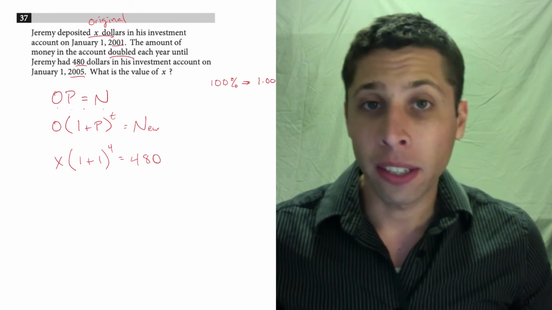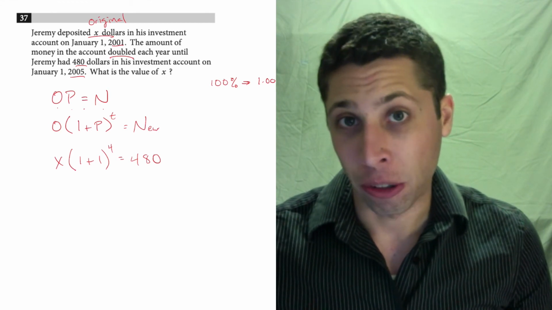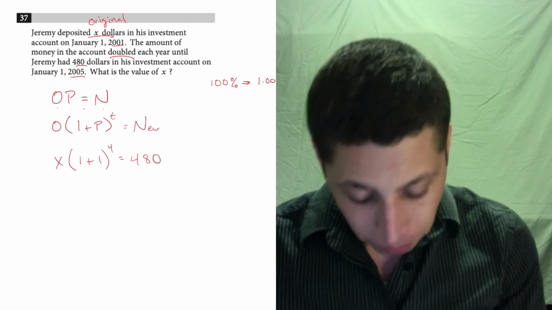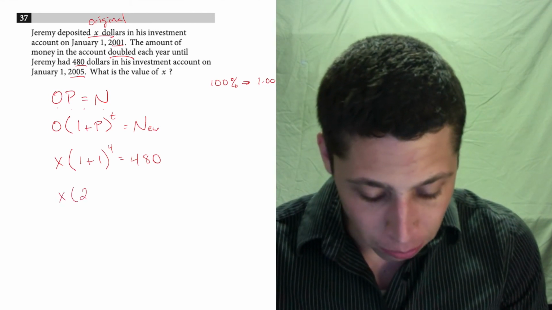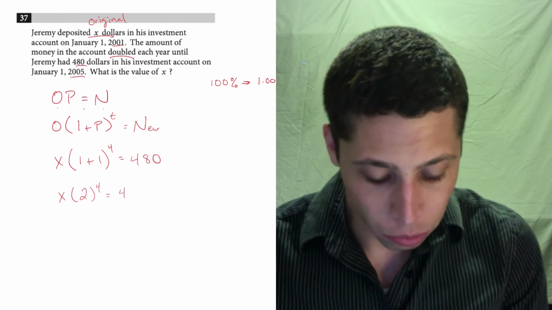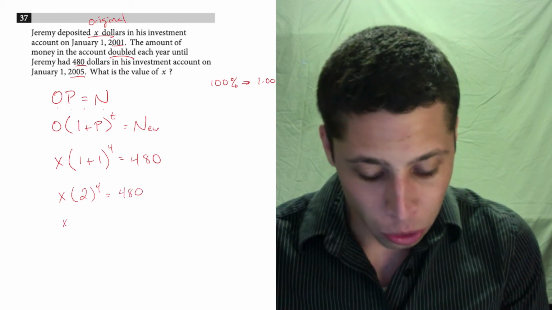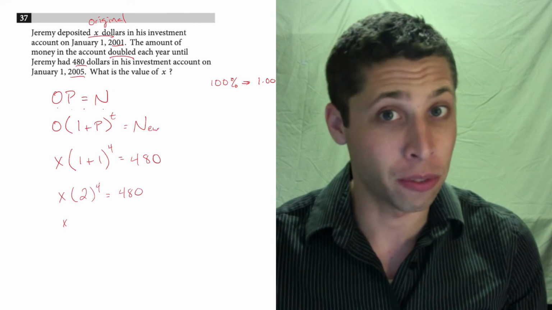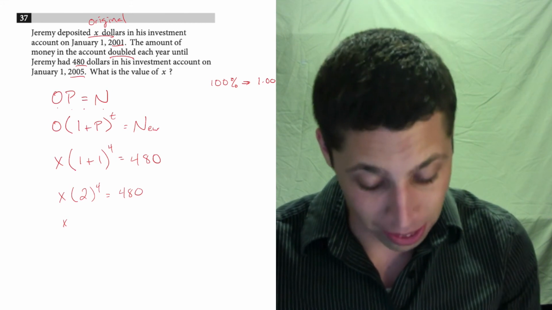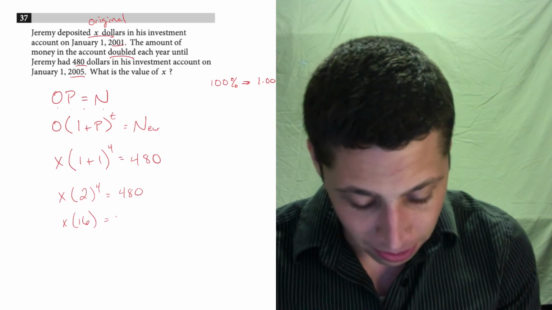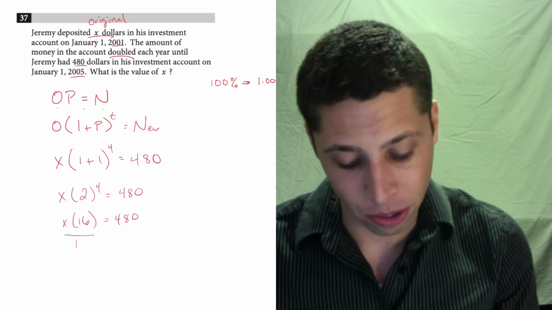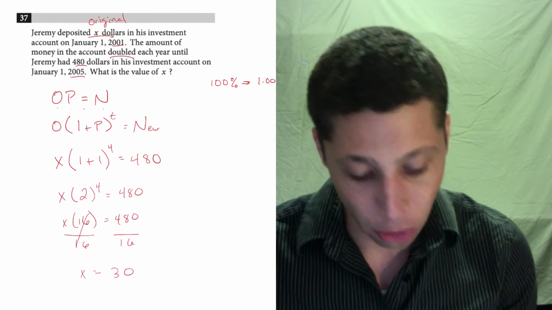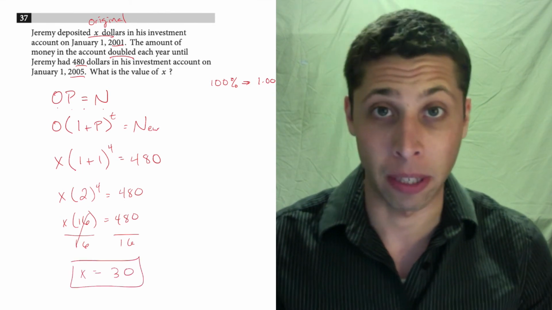So now we have a good thing in algebra: an equation with only one variable. So that means we can solve for that variable. So let's simplify it here. We're going to have x times 2 to the 4th equals 480. We should find 2 to the 4th. Remember, we have a calculator. But 2 times 2 is 4, times 2 is 8, times 2 is 16. And then we just divide by 16. And x is going to be 30. So that's the initial investment.